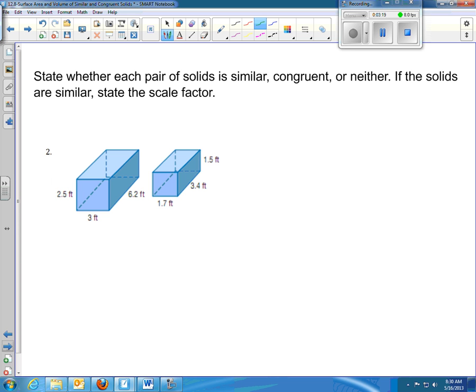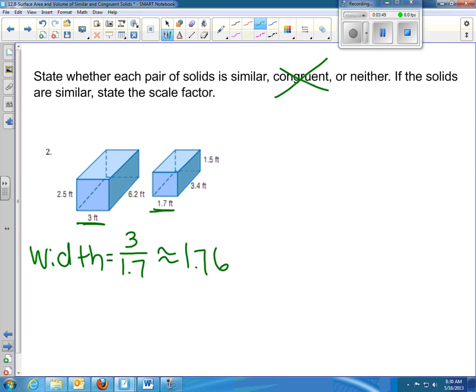All right, number 2, again, we're looking for similar, congruent, or neither. Right away, we can look here: we have a base edge of 3 and another base edge of 1.7. So we can say right off the bat they're not congruent. So let's look at our width first, and those are the two that I have underlined. I'm just going to go from the left figure to the right figure, 3 over 1.7. Let's just make this into a decimal first off, and if those decimals end up being equal, then we'll look for scale factor.